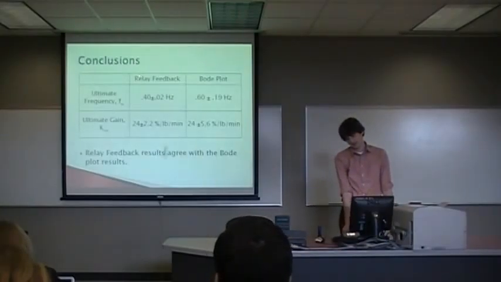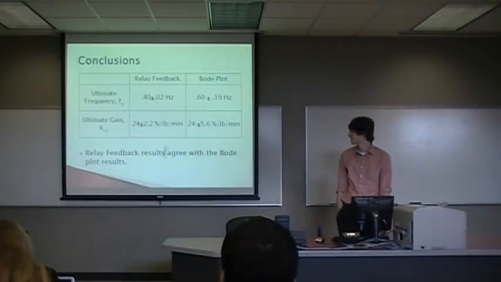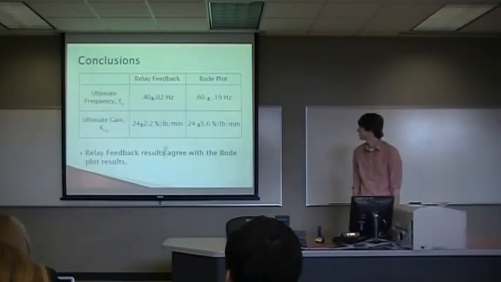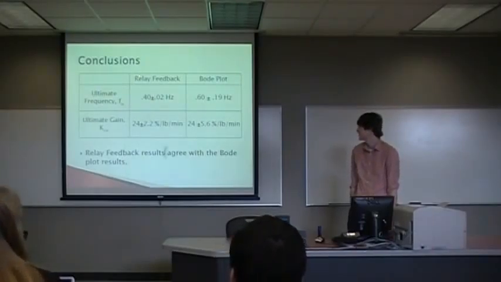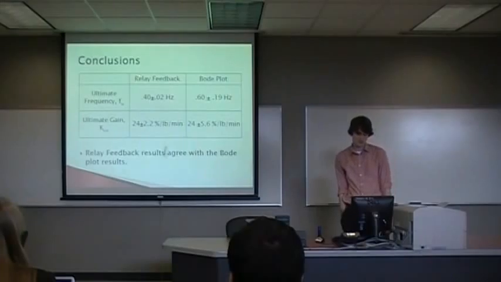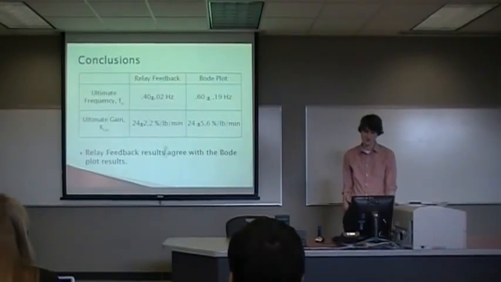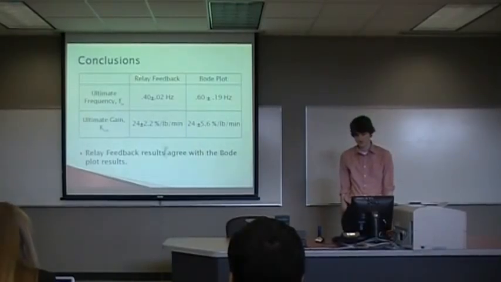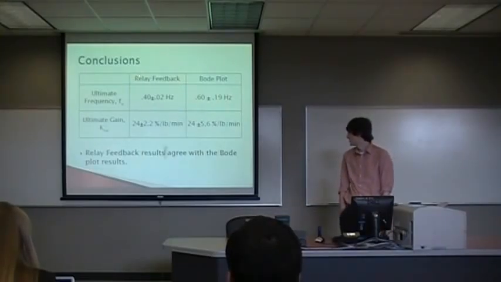So in closing, I compared our ultimate frequency and ultimate gain with the results they got from the Bode plot. My ultimate frequency came out as 0.40 plus or minus 0.02 hertz, and from the Bode plot they got 0.60 plus or minus 0.19 hertz, which is still within the margin of error, so those tend to agree. The ultimate gain was right dead on in both of them, but the Bode plots seem to have a higher degree of uncertainty, but I don't know why.